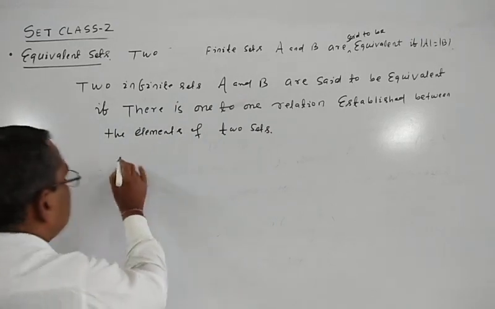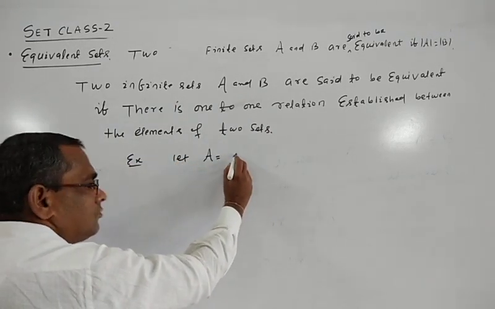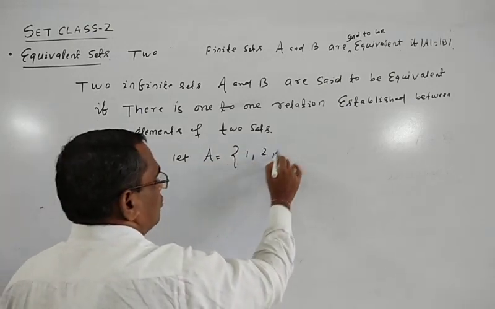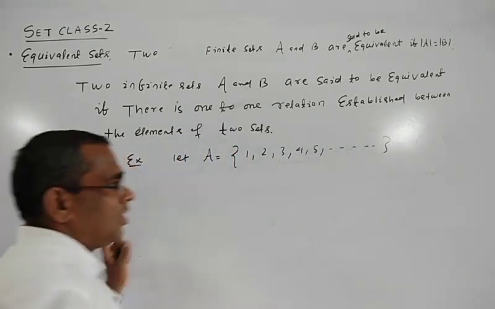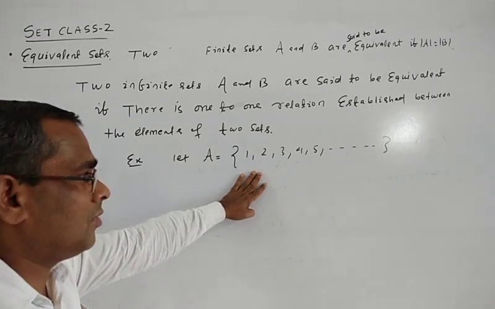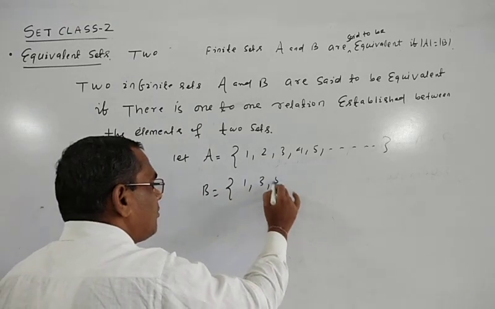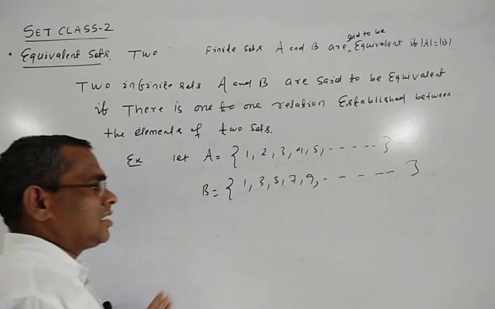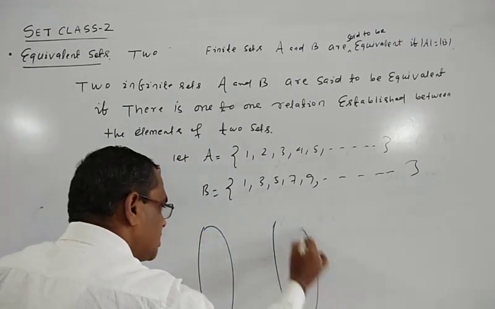For example, let set A be the set of natural numbers 1, 2, 3, 4, 5 ... How many numbers are there in these counting numbers, natural numbers? There are infinite number of elements. Let set B be 1, 3, 5, 7, 9. Clearly it is also an infinite set. So this is set A and this is set B.